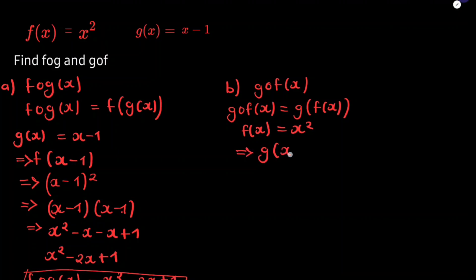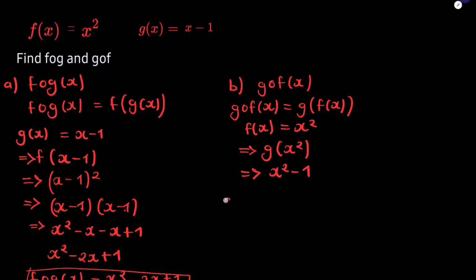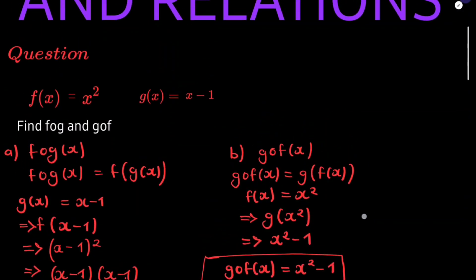g into x squared. Here we are going to replace x squared with x in our g of x function. Let me show you what that is. From here we are going to have x squared minus 1. As easy as that. So we can say that g of f of x is equal to x squared minus 1. So that is what we have in that case.